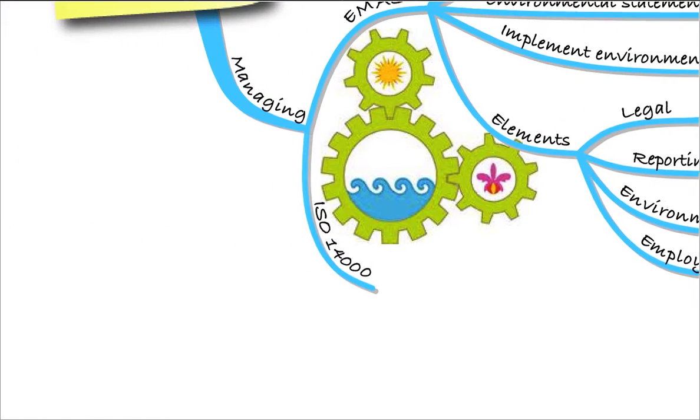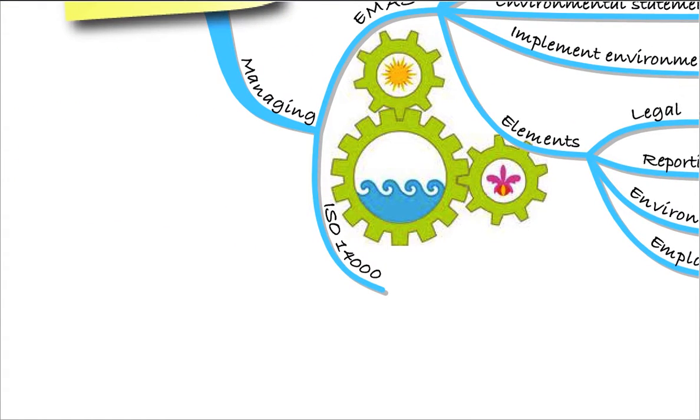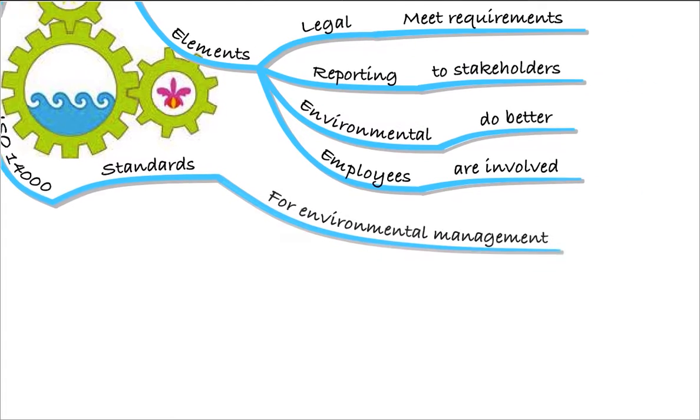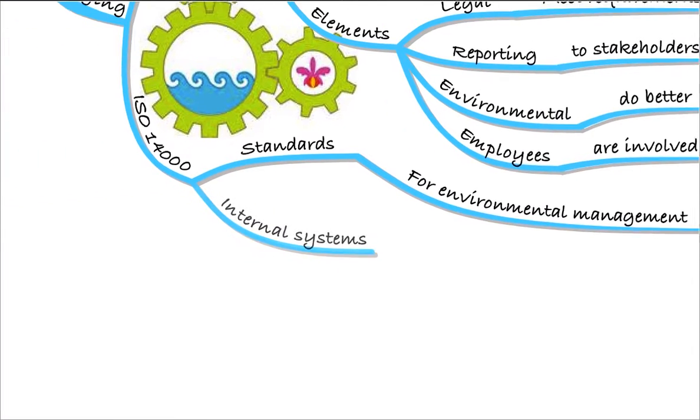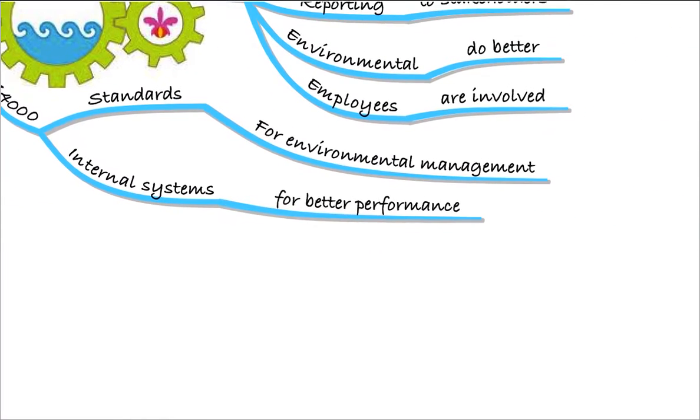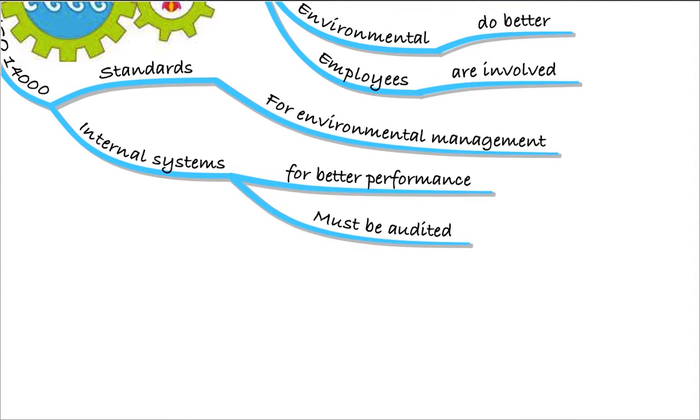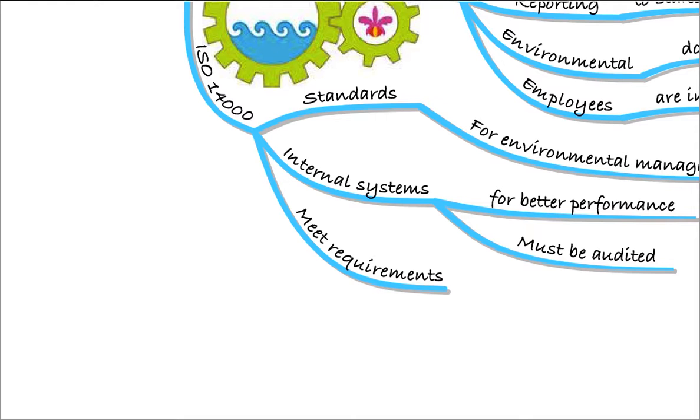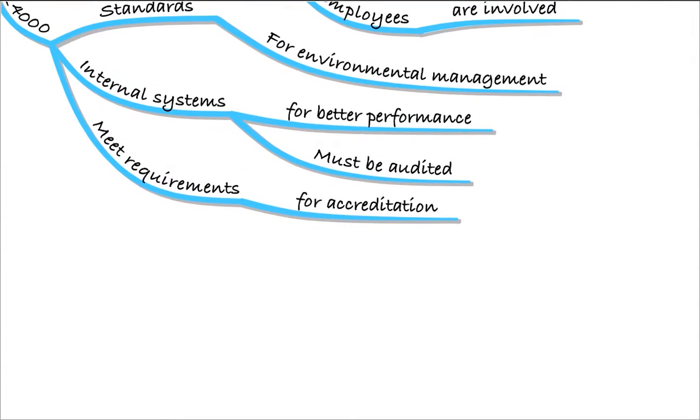We also talked about ISO 14000, which were standards for environmental management. They said that we needed an internal system for better performance in an environmental way, and that must be audited. If we meet the requirements and we're audited, well then we can get accredited under this scheme.